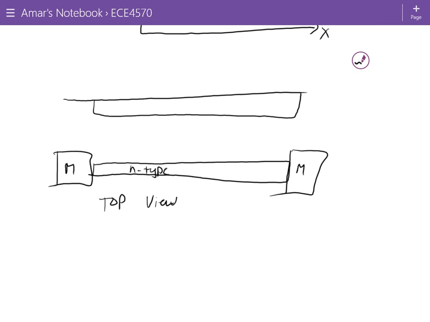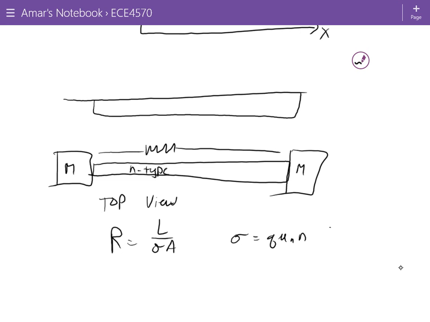In your lab assignment, and from the earlier chapters, when you're trying to find the resistance of this thing, remember this thing behaves as a resistor. So the resistance is equal to L divided by sigma A. This is a very simple calculation to do. And remember, sigma is equal to q times mu n times n for an n-type semiconductor.